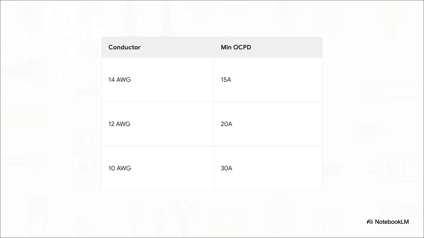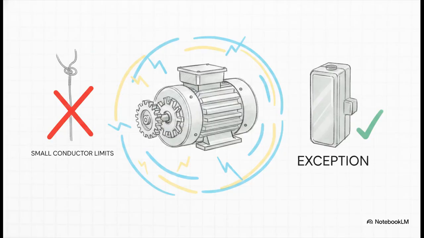You literally cannot exceed these limits regardless of what your ampacity adjustment or temperature correction math tells you. So even if a 14 AWG THHN wire is technically rated for 25 amps in the 90-degree column, it doesn't matter. Its overcurrent protection is strictly capped at 15 amps. No way around it. Actually, scratch that. There is one way around it. There's always an exception in the NEC, right?